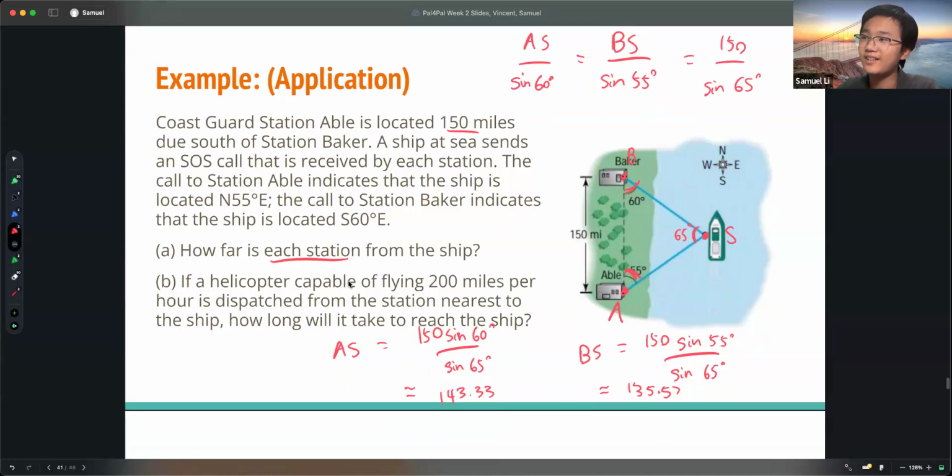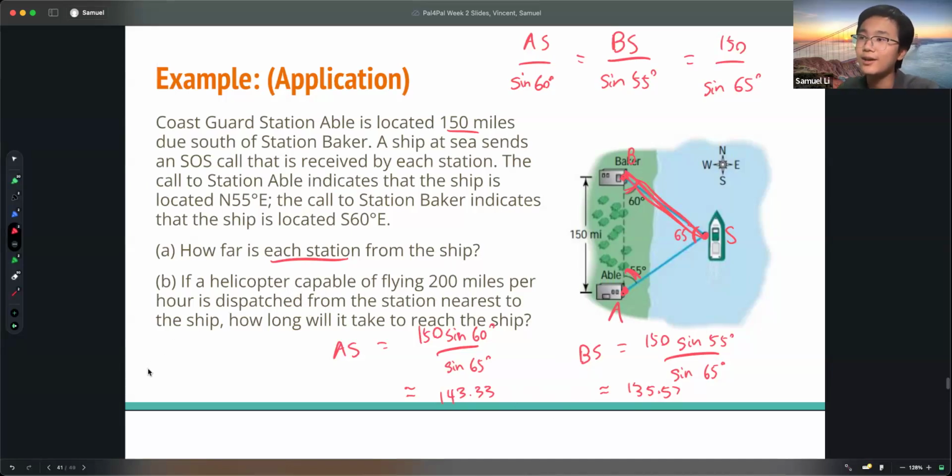And question B says that if a helicopter capable of flying 200 miles per hour is dispatched from the station nearest the ship, how long will it take to reach the ship? So essentially, it wants to consider which of A and B is closer. It's really clear that B is closer, if you just look at your values here. And it asks if a helicopter flying 200 miles per hour is dispatched, how long it would take.